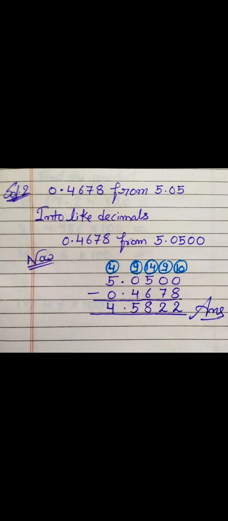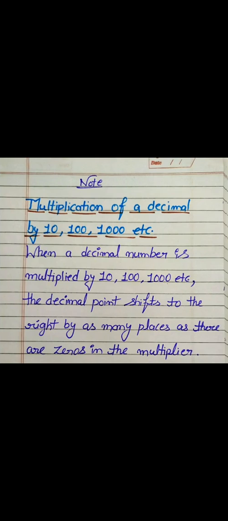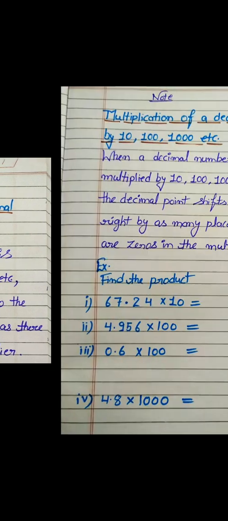Now listen, student, now we will learn few rules of multiplication of a decimal by 10, 100, 1000, 10,000, etc. So listen, student, when a decimal number is multiplied by 10, 100, 1000, 10,000, etc., then what happens? The decimal point shifts to the right by as many places as there are 0 in the multiplier. Now listen, this will be pretty much clear by these examples.